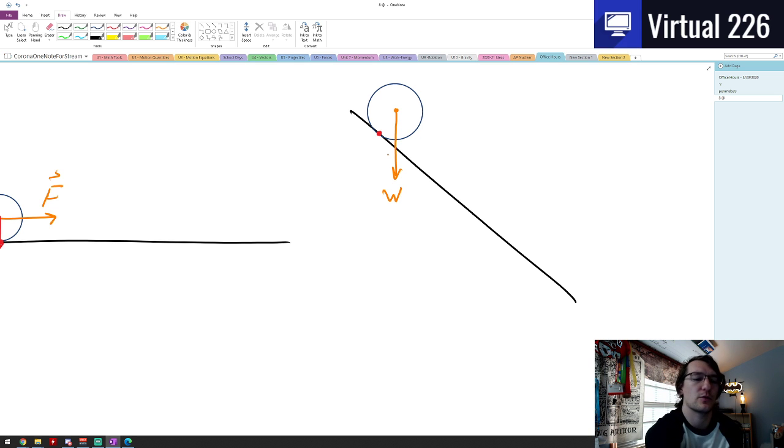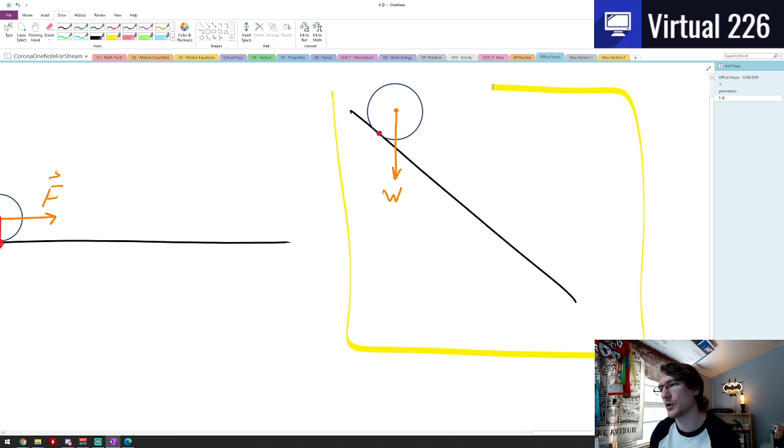In this situation right here, if you put a sphere on a frictionless surface, even if that surface is a slope, it's not going to roll down it. It will slide down that.